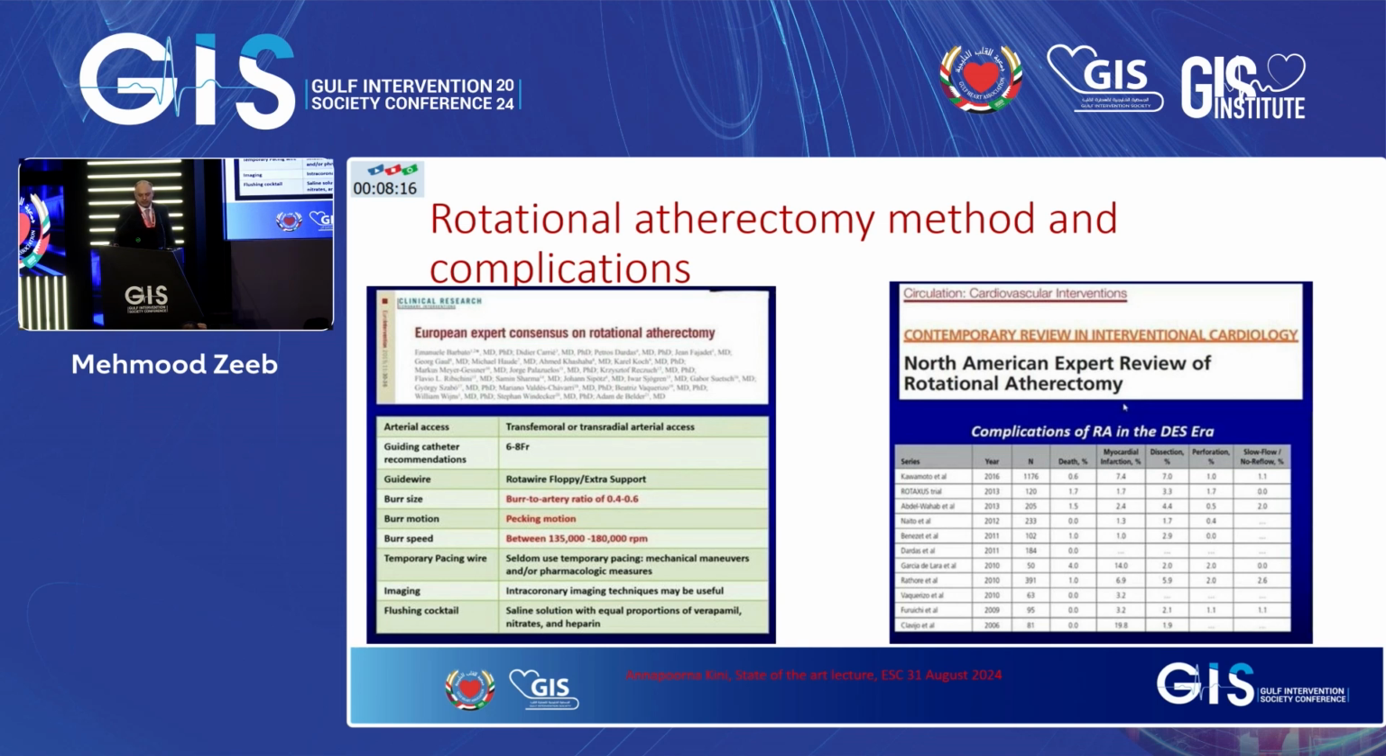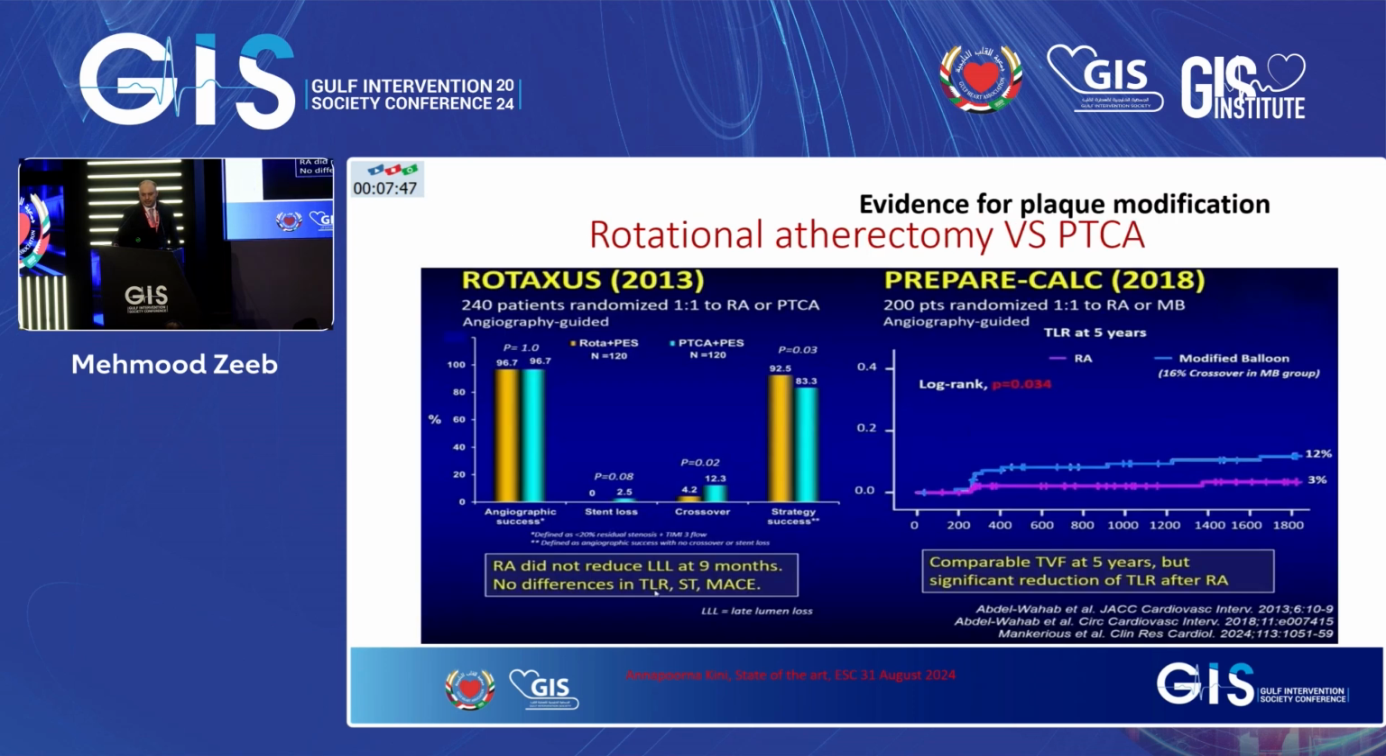For rotational atherectomy, there is a European expert consensus document which defines the various parameters: the guide wire use, the burr size, burr motion, and the burr speed. Rotational atherectomy still carries a high risk of complications despite experience, so it should only be performed by an experienced operator after proper training. The evidence for plaque modification is still not very supportive.